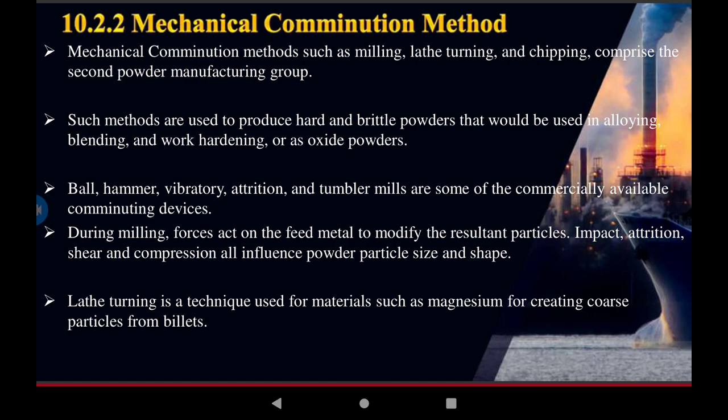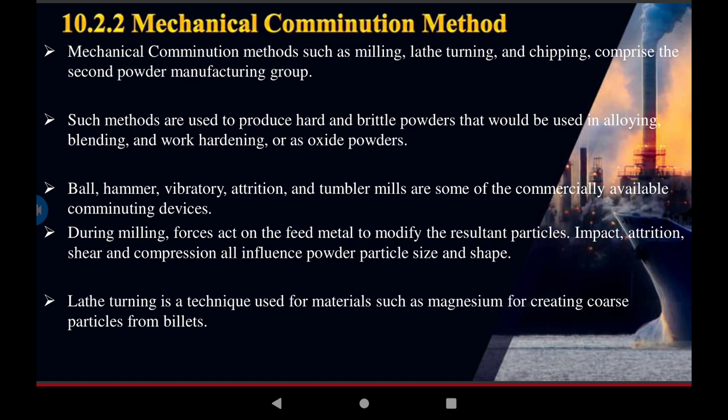The chemical composition methods are required for the powder. The mechanical comminution methods such as milling, lathe turning, and chipping comprise the secondary powder manufacturing group. This is the other method of making the powder. Ferrous and non-ferrous metals are required for the chemical composition methods, and milling, lathe turning, and chipping are the processes of the secondary powder manufacturing group.